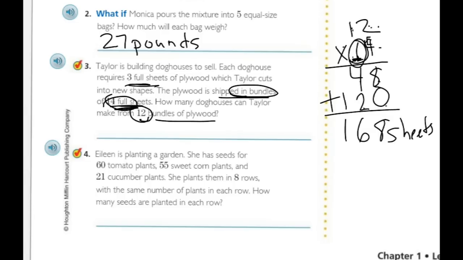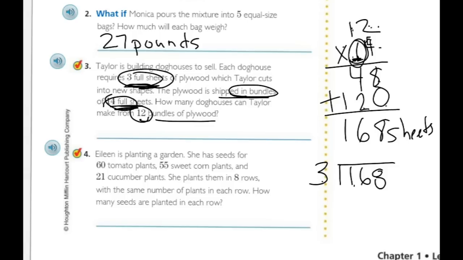And it requires 3 full sheets of plywood, right? Because that's what it said here: 3 full sheets of plywood to cut into the new shape. So I can take that 3 and I need to divide it into 168. Now I can do straight division, or I can try and break 168 up into 2 parts like we did in the other lesson. But right now I'm just going to divide it straight out. But again, I could break it up into 2 equal parts. That would be a lot easier to work with.